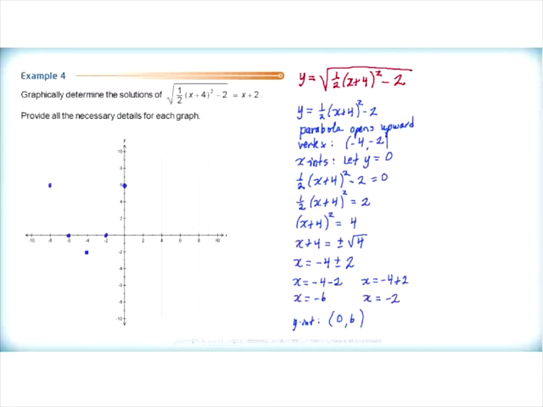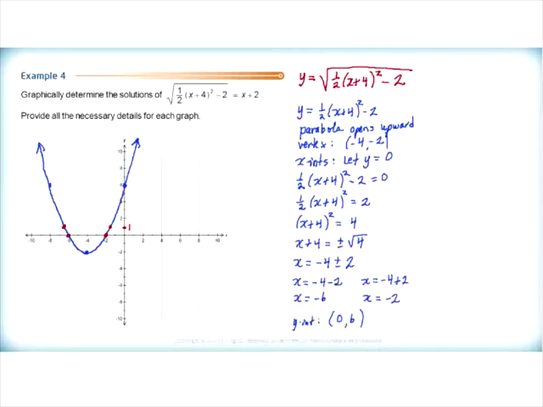So this represents the graph of the parabola, but that does not represent the graph of the square root of that parabola. It's important to keep that in mind. So now, to get the graph of the square root function, we have to locate the invariant points, which occur when y is equal to 0 and again when y is equal to 1. These are the invariant points of the function.